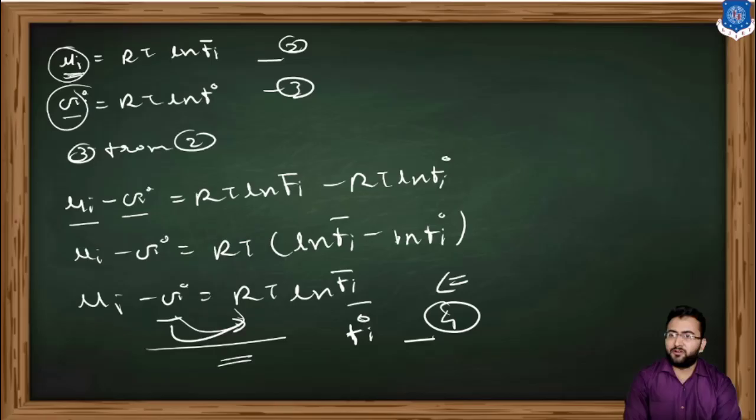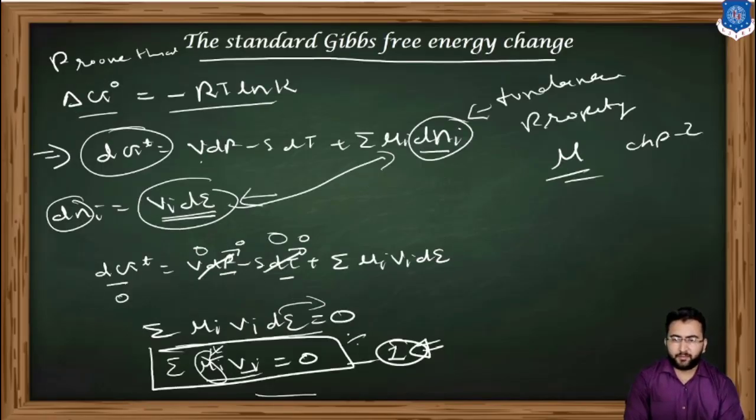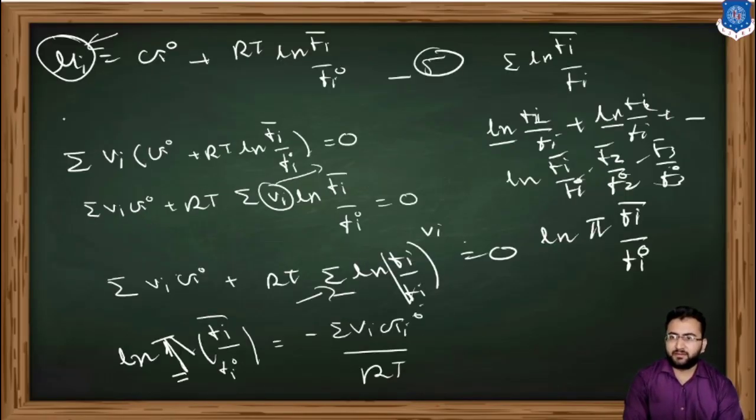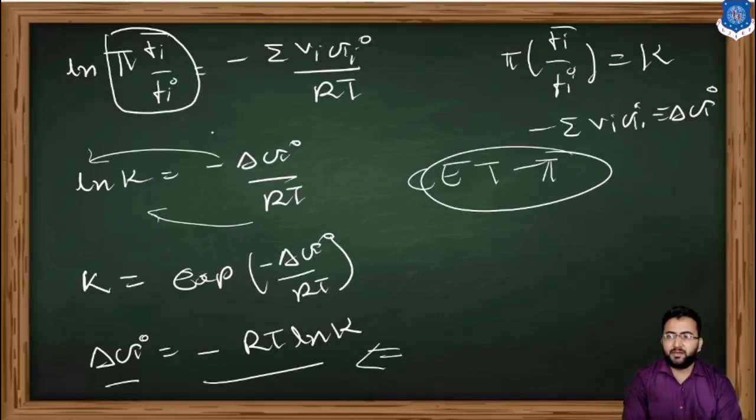So putting the value of mu I in equation number 1, we get this type of equation. Simplifying it, we get delta G naught is equal to minus RT ln K. So this is how we can prove that delta G naught is equal to minus RT ln K.